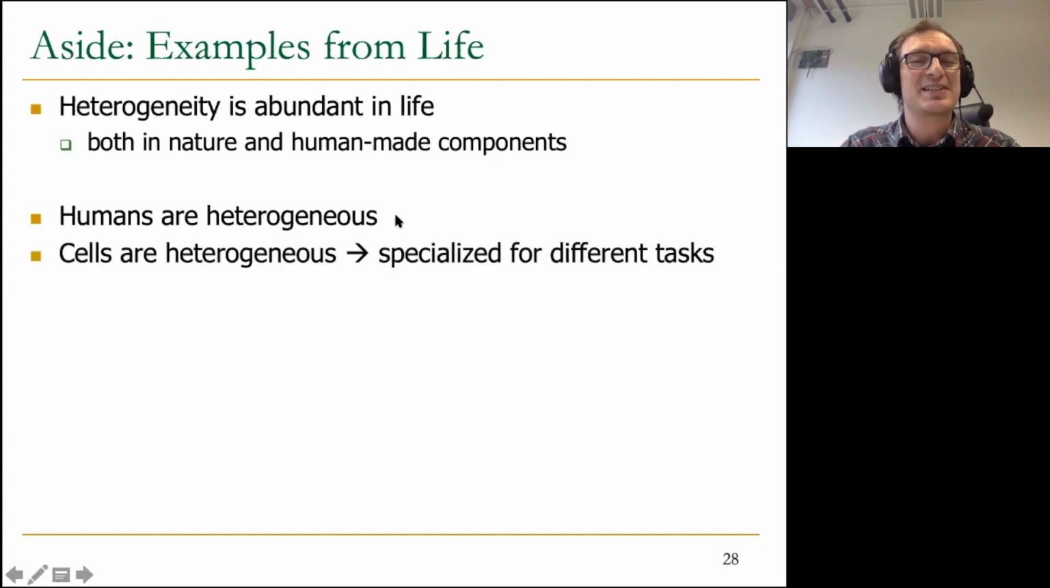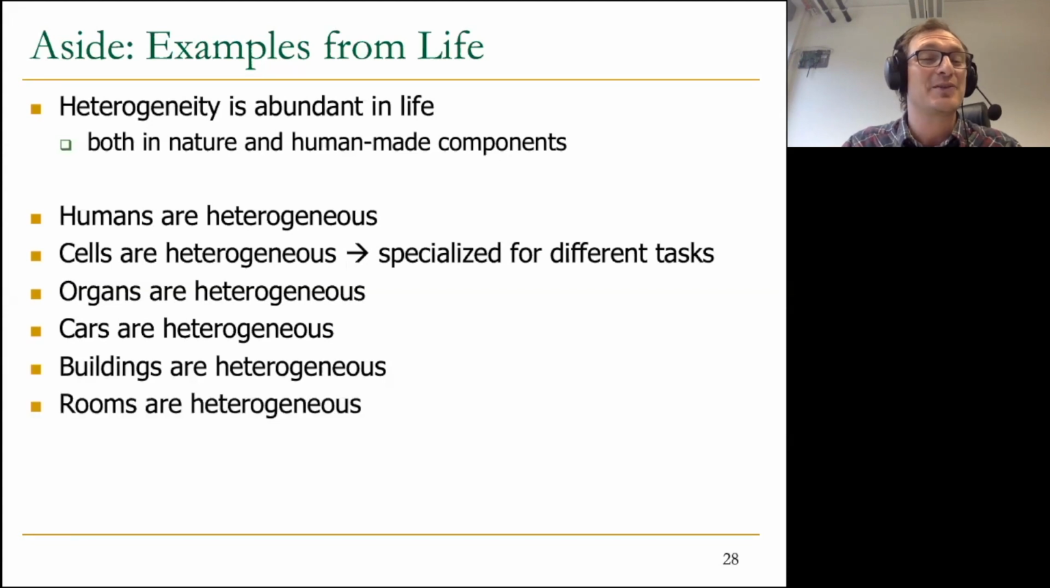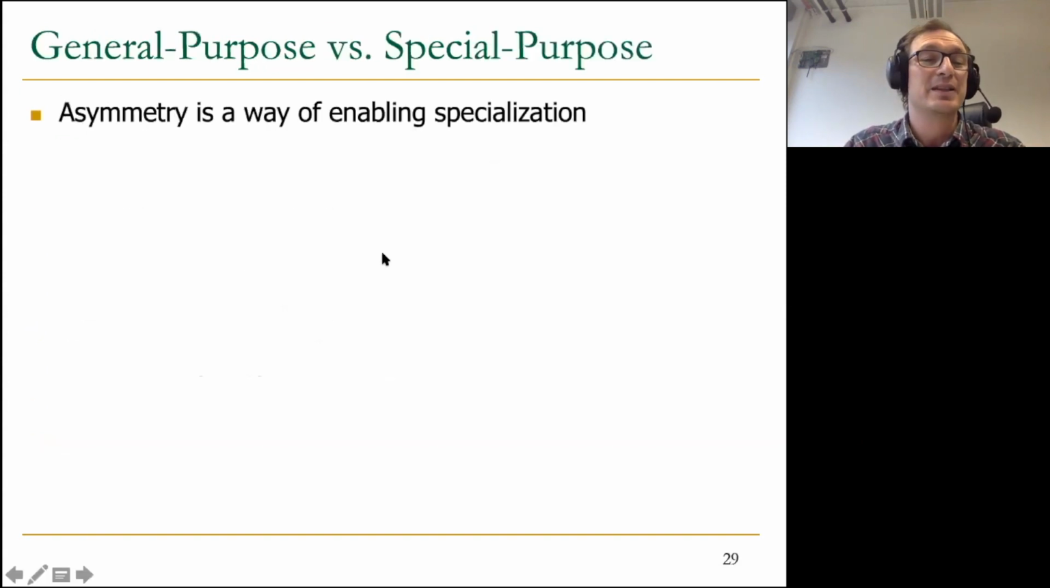Cells are heterogeneous, specialized for different tasks, for example. Organs are heterogeneous, again, specialized for different tasks. Cars are heterogeneous, so you could keep adding to all of this, basically. Rooms are heterogeneous. There is no homogeneity that exists. Homogeneity is not the common case, I will say, in real life and human design.